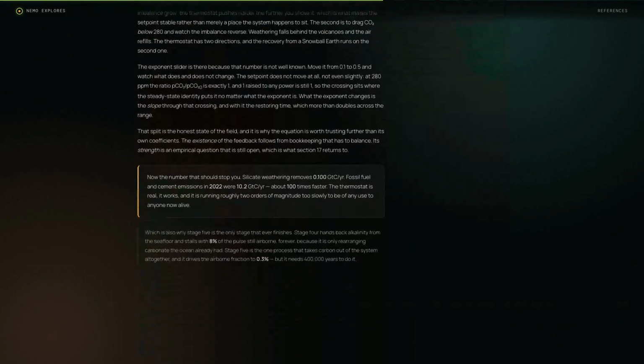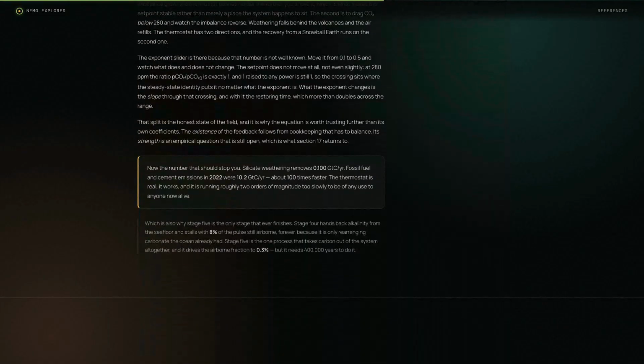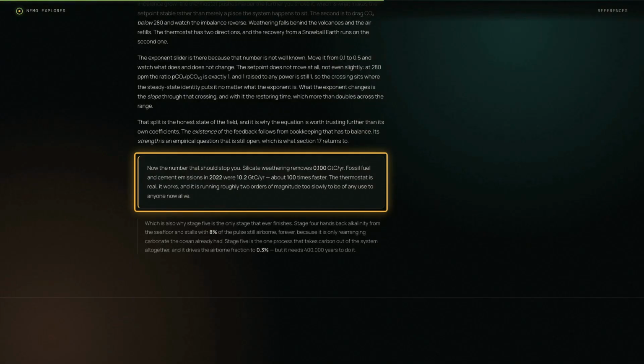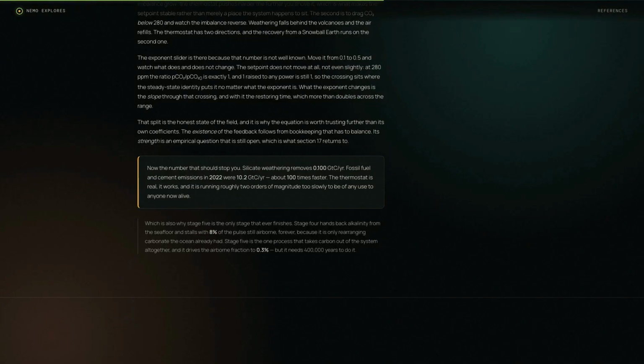Then comes the number that should stop you. Silicate weathering removes 1/10 of a gigaton of carbon a year. In 2022, we emitted 10, about 100 times faster.